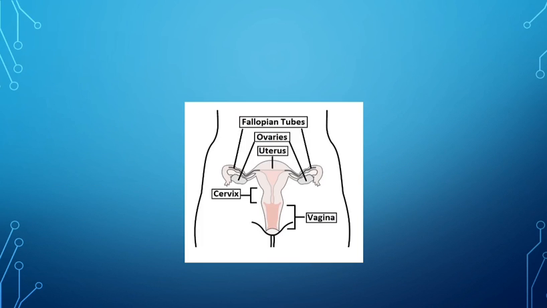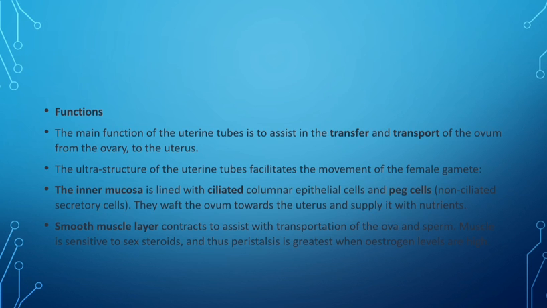This is the structure of the fallopian tube, which is two-sided, one next to the uterus and ovaries, connected to the ovaries and uterus. The main function of the uterine tubes is to assist the transfer and the transport of the ovum from the ovary to the uterus. The ultrastructure of the uterine tubes facilitates the movement of the female gamete.